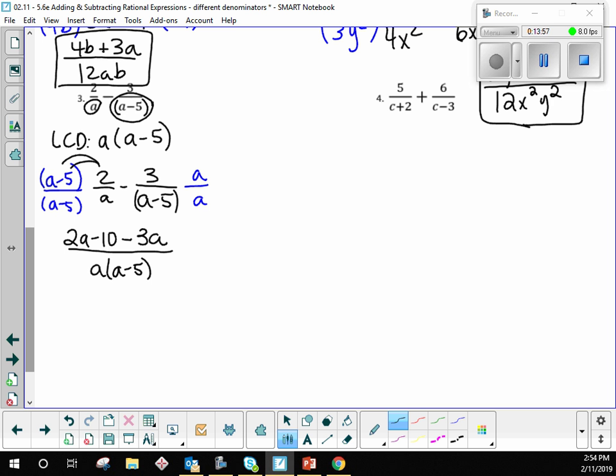What combines in the numerator? 2a and the minus 3a. So that's minus a minus 10 all over a times a minus 5. And there's nothing left to factor there, so I can't really cancel anything out. And I want you to take a minute and try number 4.